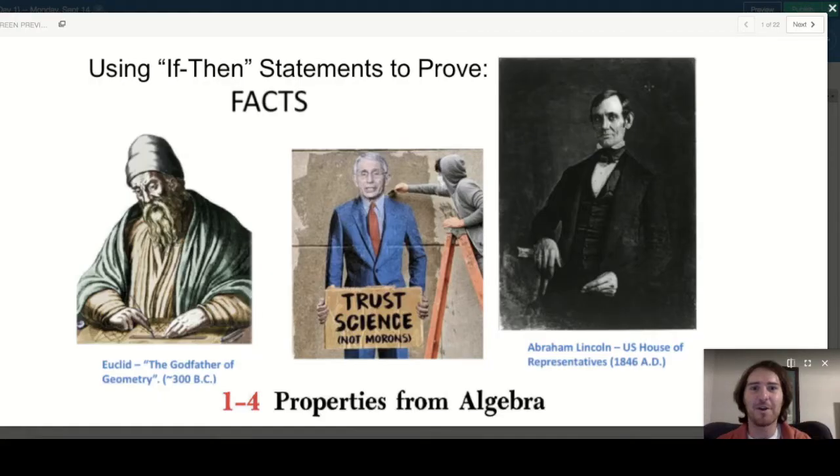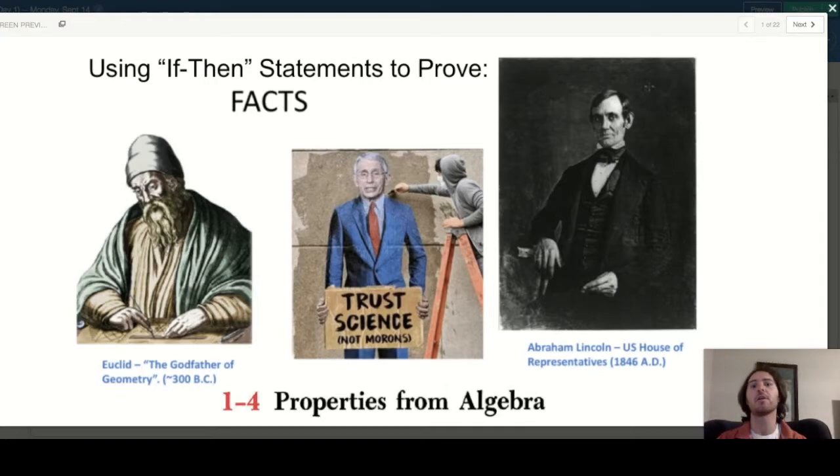All right, hey everybody, happy Monday, and we're on to section 1.4 today, properties from algebra. Now we're going to spend probably all week on section 1.4, so it's kind of a big one because we've finally gotten to this here. And you've noticed this here, and I had a slide very similar to this recently. Here in all caps, I have the word facts.